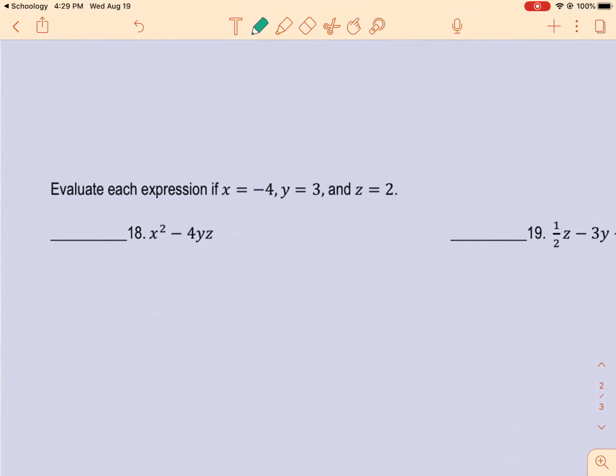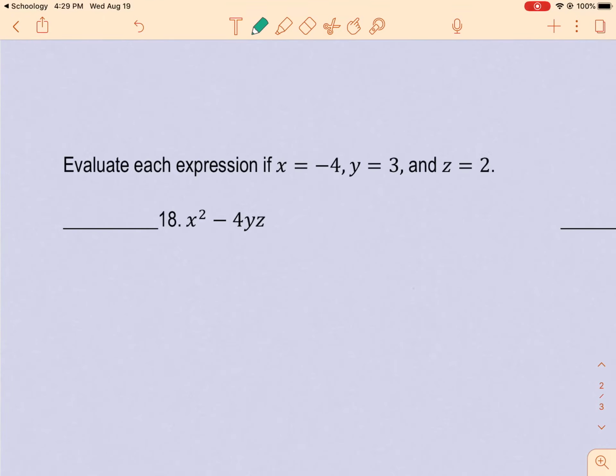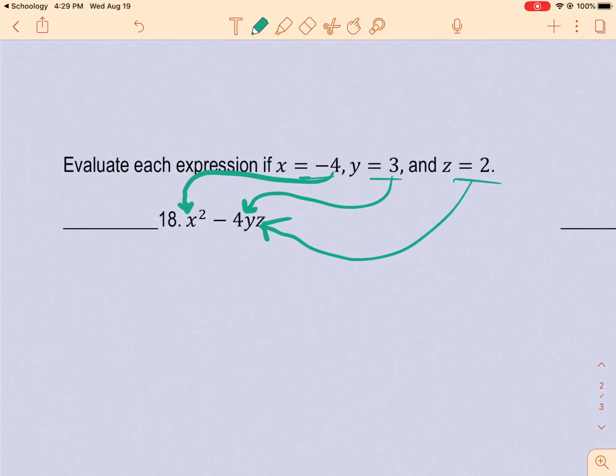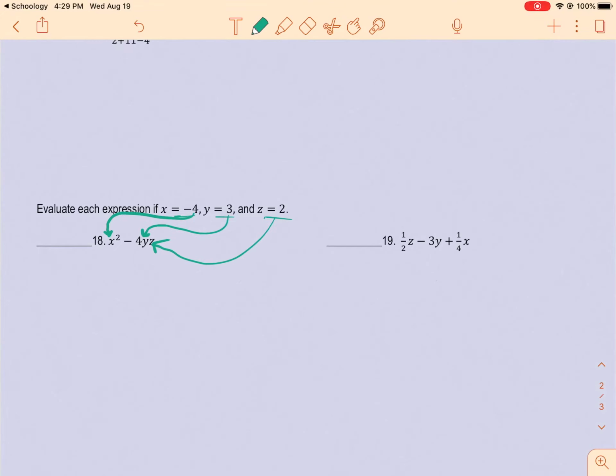And then when you get to the final two, 18 and 19, remember they're telling you to evaluate the expression with these values. So you're plugging or substituting in. You're taking whatever x is, putting it in there. Whatever y is, putting it in there. And whatever z is, putting it in there in order to get a final answer. So those are just a couple little helpful hints as you're doing this.